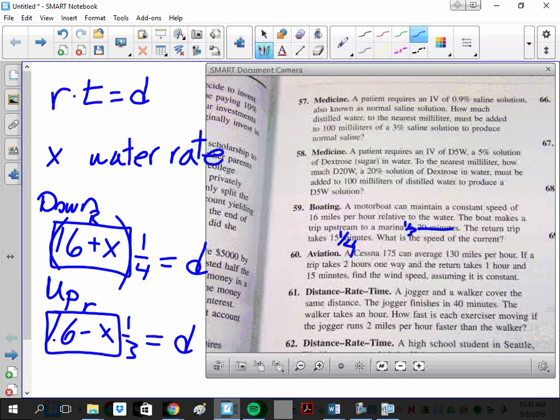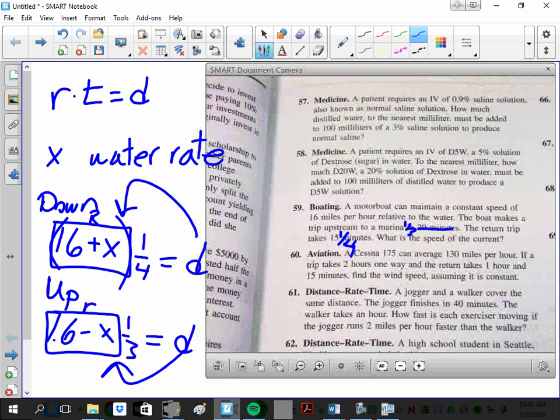Anybody see what we should do now? We have too many variables. I have a t and I have a d. Say that again. Why are they equal to each other? They have the same distance. So we could just use substitution here. D is equal to this equation and D is equal to that equation, which makes sense because it's the same trip. You go up the river and you turn around and you come back down the river. So those two formulas covered the same distance.